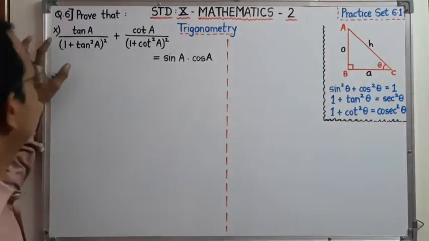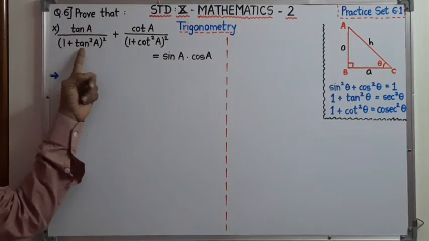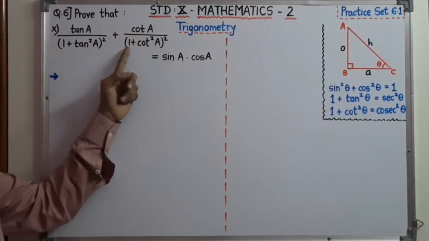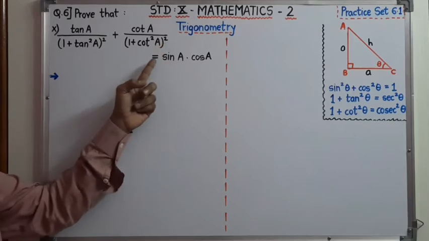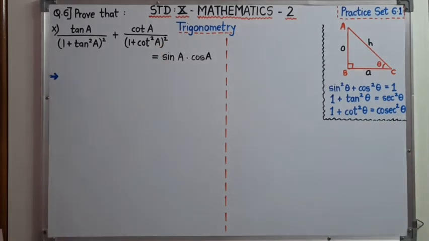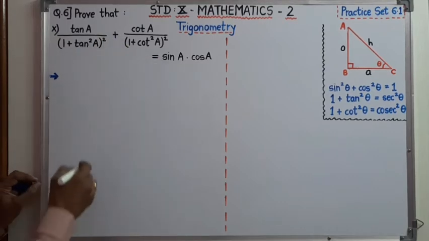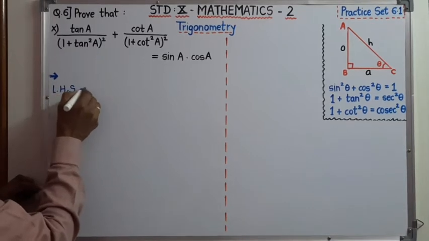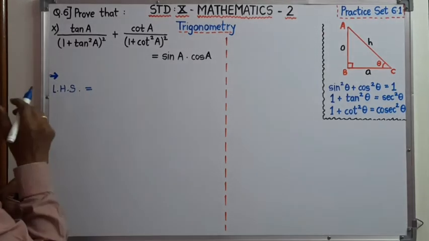Question number 10: (tan A upon 1 plus tan square A) whole bracket square plus (cot A upon 1 plus cot square A) whole bracket square is equal to sin A into cos A. Here we have to prove this, LHS is equal to RHS. Therefore, dear student, first we have to write the LHS. That means we have to solve the LHS and we will get the answer sin A into cos A.